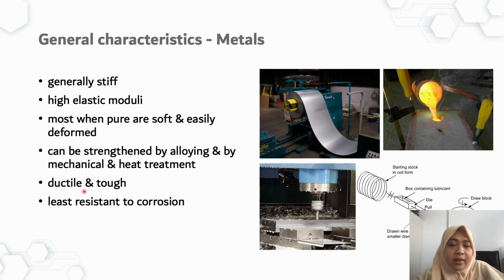It is also ductile, so you can form it, bend it, and make it into shape without any cracks. And it's also tough, which means it can absorb energy. So if you have a car and the car is crushed, usually the front part of the car will crash, but it won't break apart, it just crushes and absorbs the energy. However, metals are least resistant to corrosion.